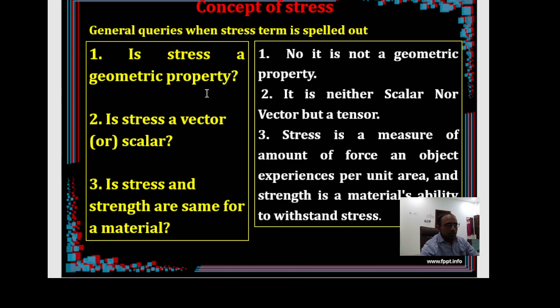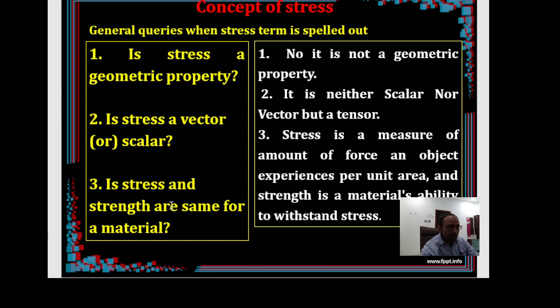Another question that is bothering is whether stress is a geometric property or a material property. Stress is neither a geometric nor a material property. Another one is whether stress is a vector or a scalar. Actually, stress can act simultaneously in two directions or even three directions. So it is neither a scalar nor a vector but a tensor. For those who don't have an idea about the tensor, we can say scalar and vector are both a subset of these tensors.